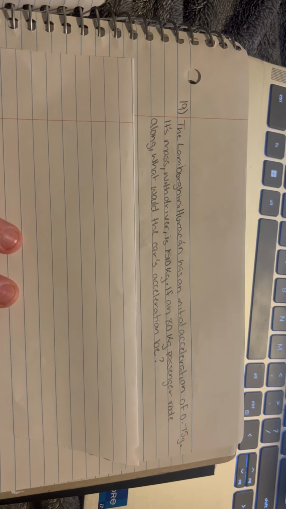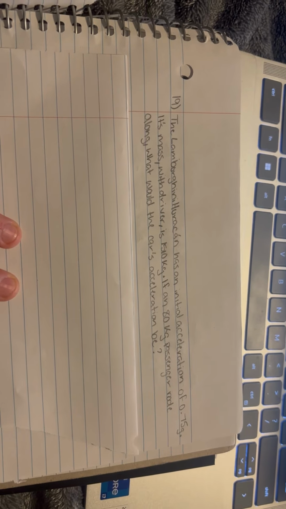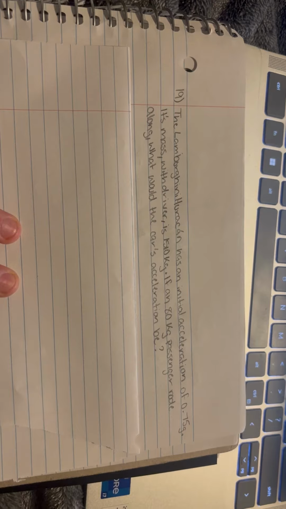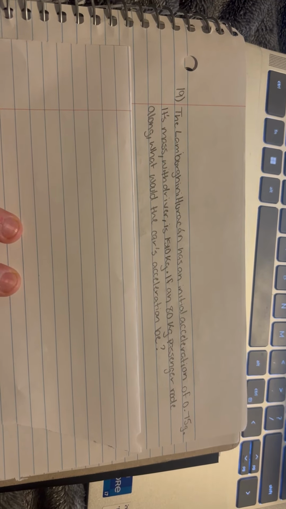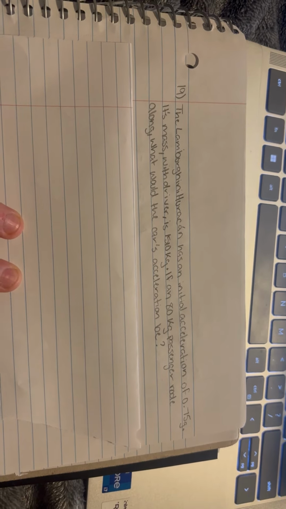Alright, so for my problem, I'm doing number 19. The Lamborghini Huracan has an initial acceleration of 0.75 g. Its mass with the driver is 1,510 kilograms. If an 80 kilogram passenger rode along, what would the car's acceleration be?